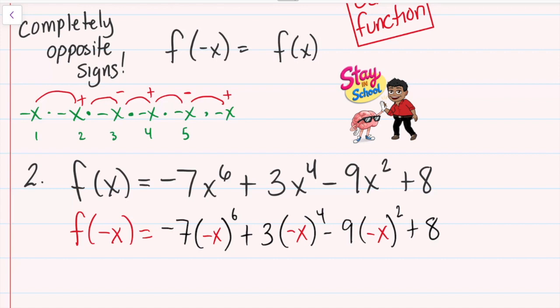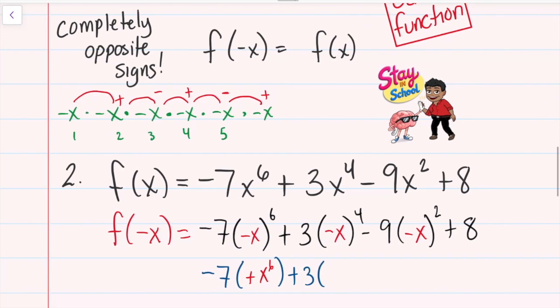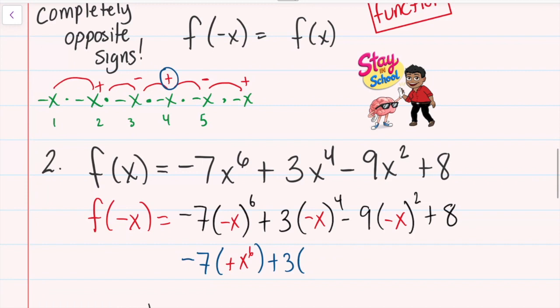So in reality, we have -7 times a positive x to the 6th power, correct? Let's keep it going. Plus 3 parentheses, well, negative x to the 4th was a positive answer, so that will be positive x to the 4th, minus 9. Well, what will negative x squared be? A negative x times a negative x is a positive, so that's a positive x squared. And bring down the 8.